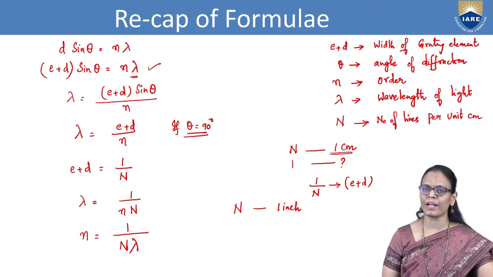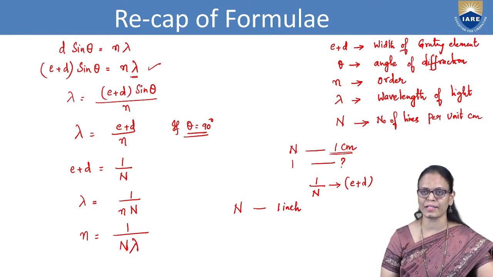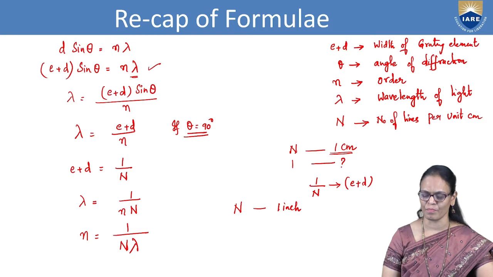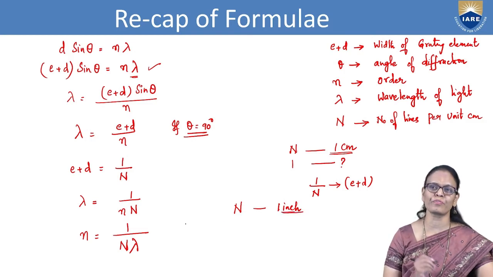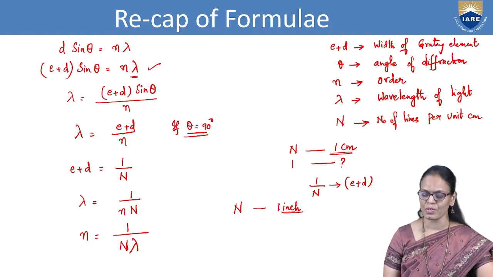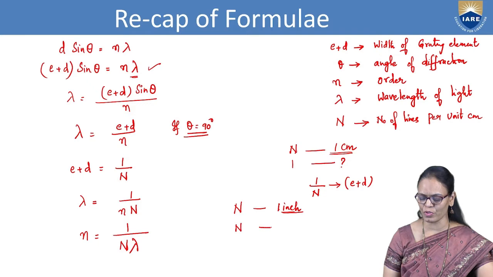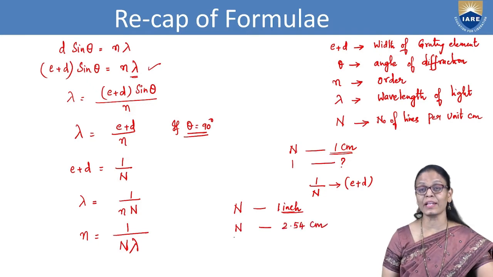So we always do the numericals in SI system or the CGS system. So we cannot use inches here. So we'll have to definitely convert it into centimeter. So 1 inch is approximately 2.54 centimeter. So we have N lines in 2.54 centimeter.